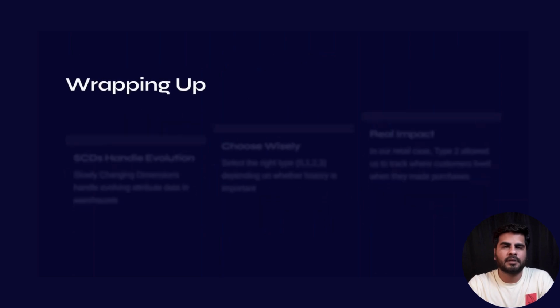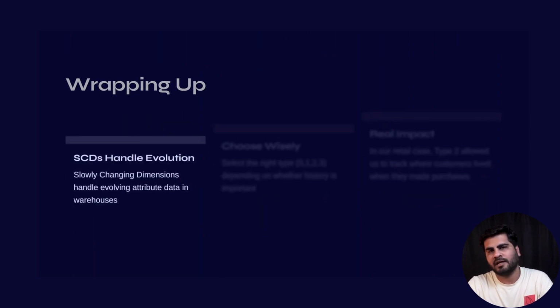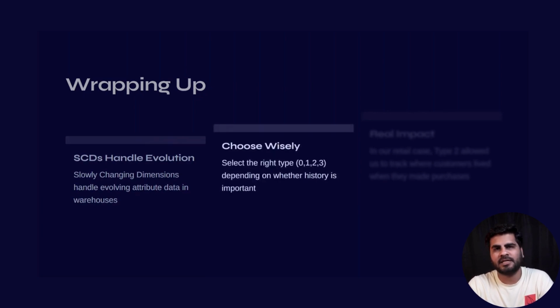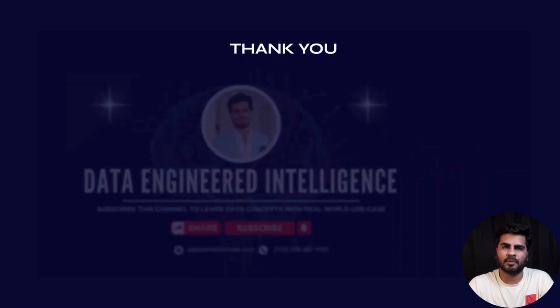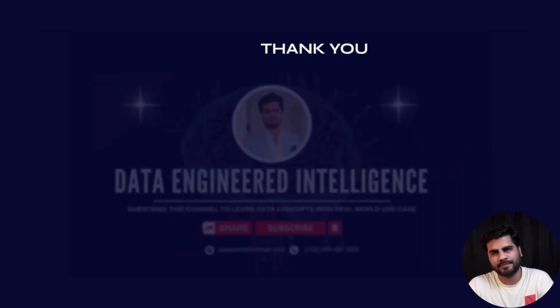So, to wrap up, slowly changing dimensions handle evolving attributes in a data warehouse. It is important to understand which SCD type we should use depending on whether history is important or not. In our case, SCD Type 2 allowed us to keep track of where the customers lived when they made the purchase. This is how data engineers ensure accurate reporting and analysis.